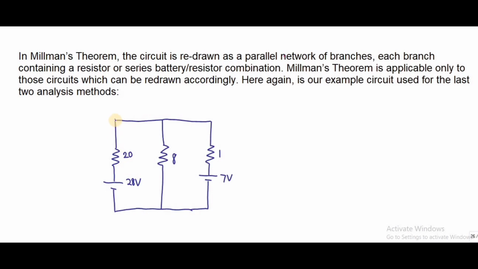So if we see this branch, you have a battery and resistor. In this branch you don't have any battery, that is, the voltage is 0, and here you have a resistor of 8 ohm, and here you have a 7 volt battery and 1 ohm resistor. Suppose I want to find the current I through this resistor, we need to find the overall voltage.